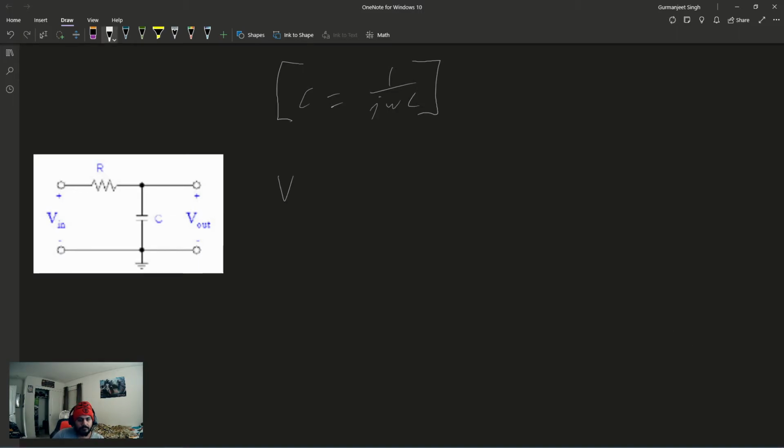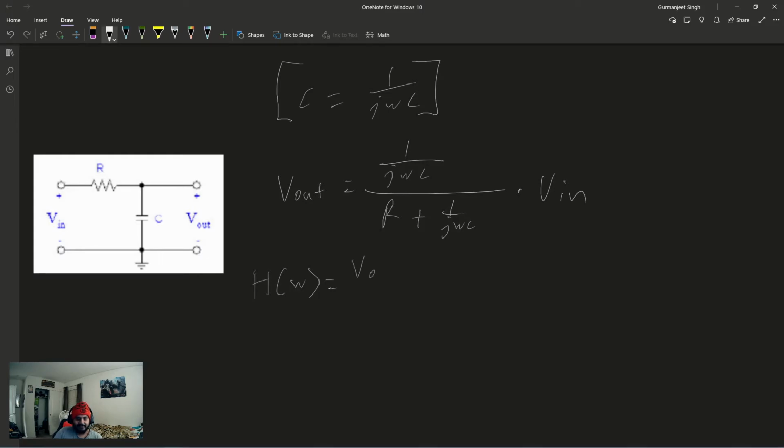So V out would be equal to R2, which in our case is the capacitor, so 1 over j omega c over R, which is going to be our R1 in this case, R plus 1 over j omega c times V in. Now, another thing that you should already know, hopefully, is that a transfer function, so let's just say H of omega, is essentially equal to the V out.